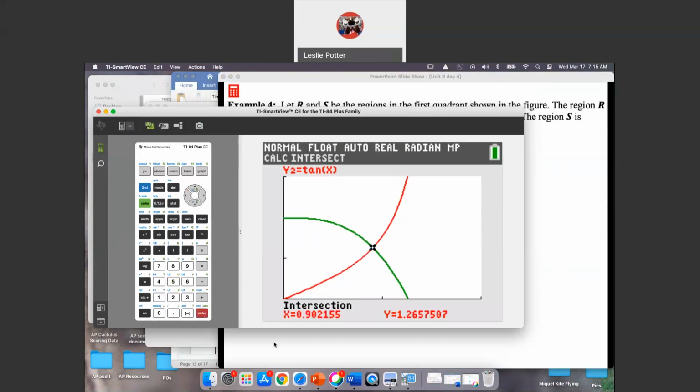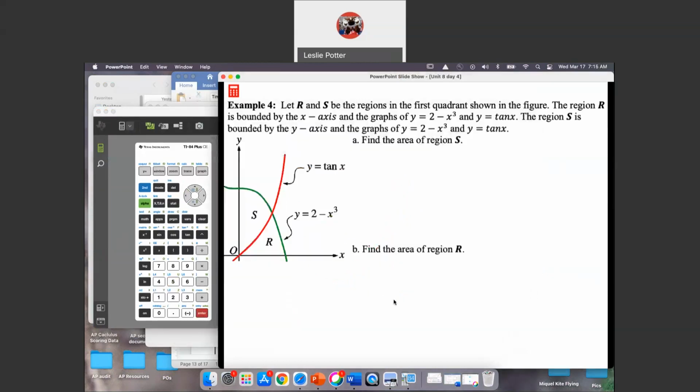And so we have this intersection of 0.902155 and 1.2657507. Okay, so that is this ordered pair. Notice what I'm doing here. This is obviously a calculator problem, so we just find this just as I did, but I'm labeling it A comma B. Because these decimals are long, I'm not going to try to write them each time when I have to write an integration. I'm just going to use the A and the B as the upper and lower bounds. This makes it a little more streamlined and efficient.